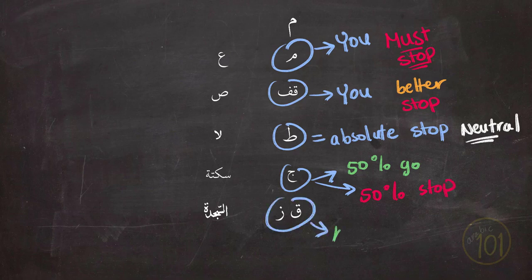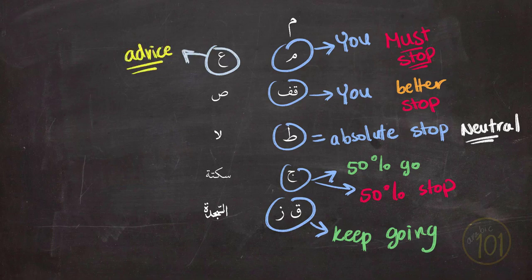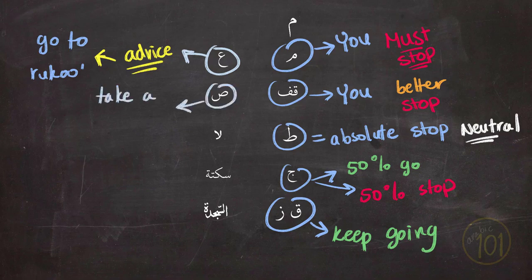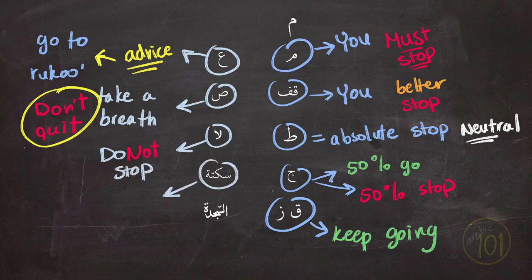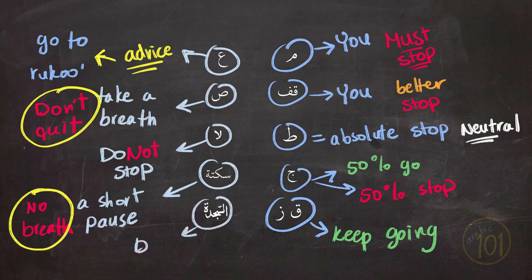Qaf and Zay, they both mean that it is better to keep going. Ain refers to a good spot at which you can go to Rukuwa because it's the end of a teaching or a story. Sad refers to a place where you can take a breath, but you can't stop recitation. La refers to a place at which you cannot stop, and especially you cannot end your recitation. And the short sign refers to a very short pause without taking a breath. And Sajdah refers to a place where you're going to do sujood for Allah.